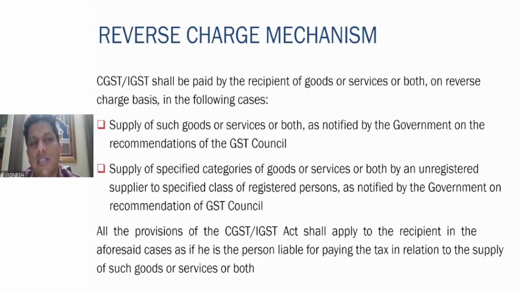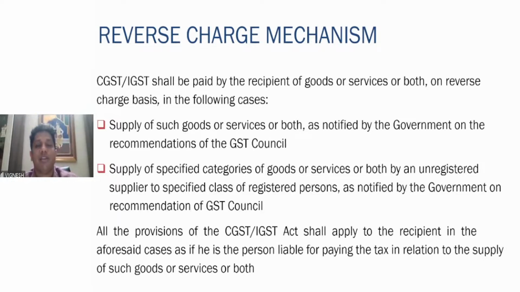The CGST or IGST shall be paid by the recipient of goods or services on reverse charge basis in the following cases. One, where the supply of goods or services as notified, so specific notified goods or services by the government. On that, instead of the supplier paying the tax, the recipient will pay the tax.